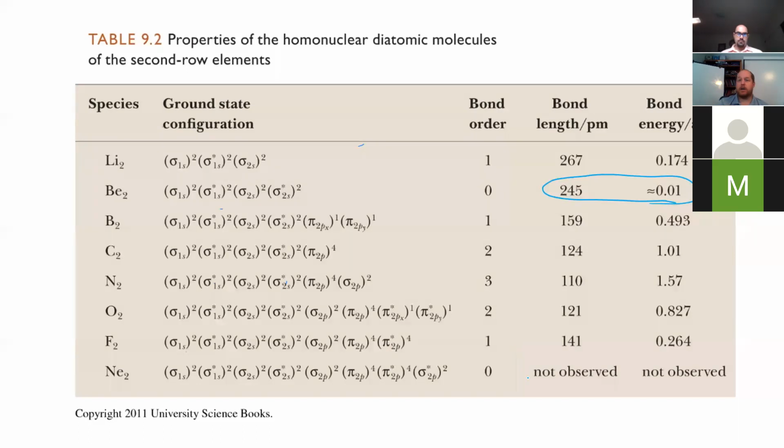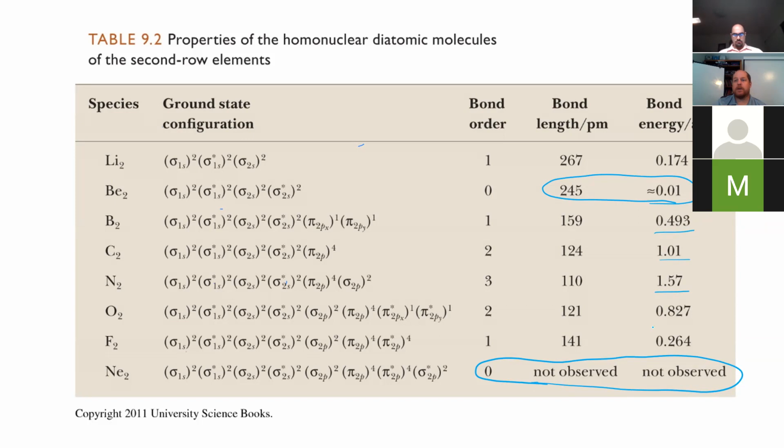Whereas if you look at the neon molecule, right, that neon molecule has not actually been observed in a laboratory at all. If you look at the bond energies, let's say compare boron, which had a bond order of 1, has a bond energy of 0.493 attojoules, which is 10 to the minus 18 joules. That's for one bond, right? To carbon, which had a bond order of 2. In this case, it's more than double. To nitrogen, which had a bond order of 3, which is triple the bond order of the boron.